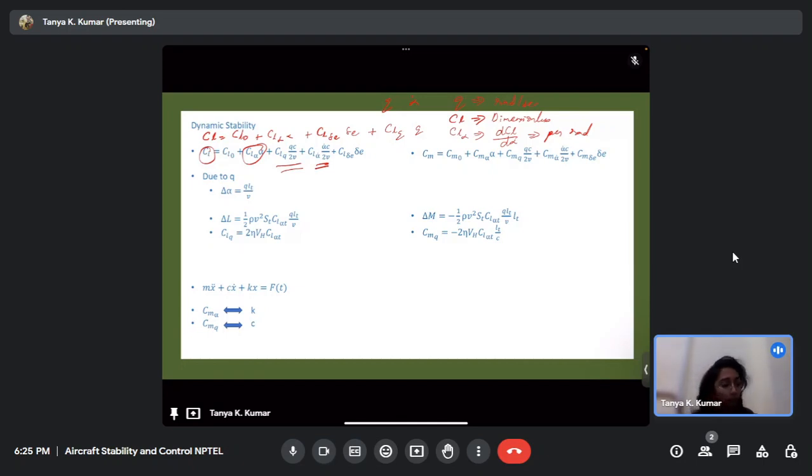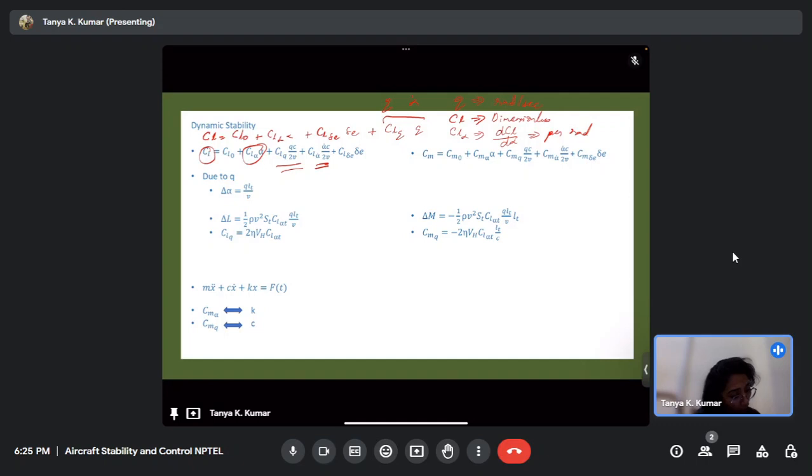So if it was just CLQ into Q, that term would not be dimensionless. You will have a per second there, right? So we have defined this QC by 2V. The denominator 2, I think someone asked this in the forum, is just a notation, just nomenclature, okay? So you can do away with that 2, but make sure that you maintain the same notation throughout.